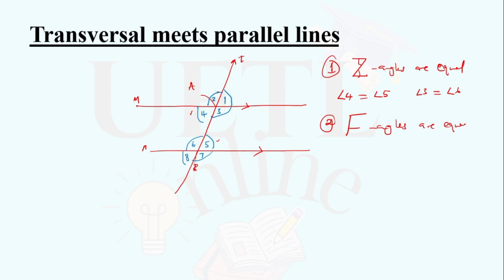When the angles form an F, this is an angle and this is an angle. They form an F like this, and they are equal. In this case, you will see that an F is formed here on 3 and 7, so you can know that angle 3 is equal to angle 7. This is an F which is formed.